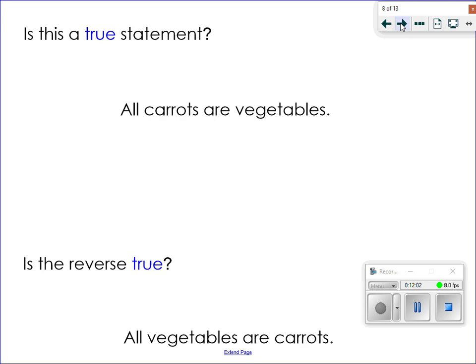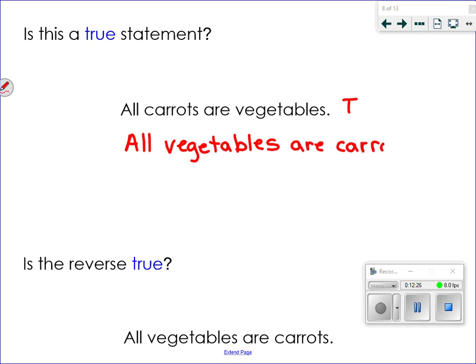Okay, so here's a statement. All carrots are vegetables. Is this a true statement? Is the reverse true? Well, what would be the reverse? All vegetables are carrots. Is that true? Are all vegetables carrots? No. Okay, it's false. So sometimes the original statement may be a true statement, like this one was, but its reverse is false.